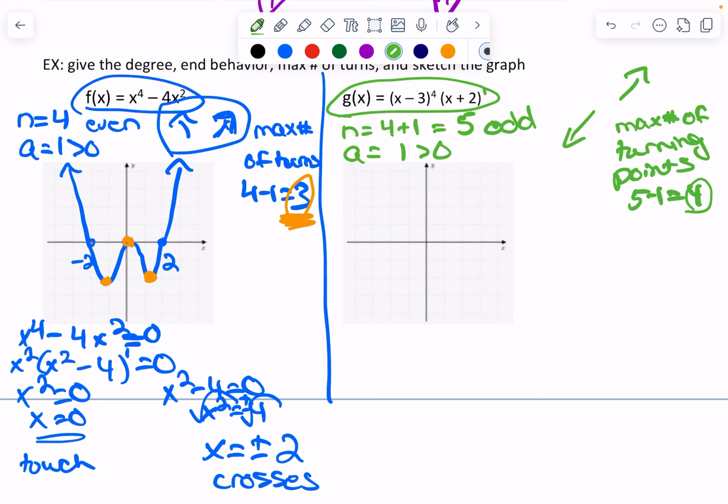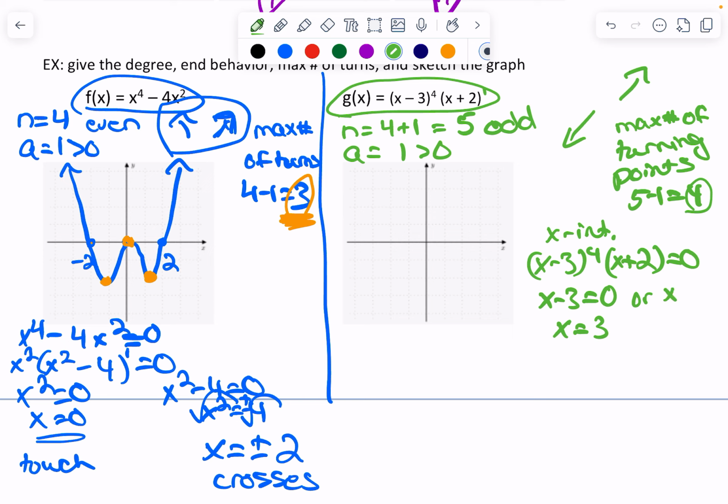Okay, so let's go ahead and see where the x-intercepts are. x minus 3 to the power of 4 times x plus 2 equals 0. So x minus 3 equals 0, x equals 3, or x plus 2 equals 0, x equals negative 2. For x equals 3, our k is 4, so it touches. 1, 2, 3. Let's put it here. For x equals negative 2, our k is 1, so it crosses. So negative 2 right here. We start from the left, down.